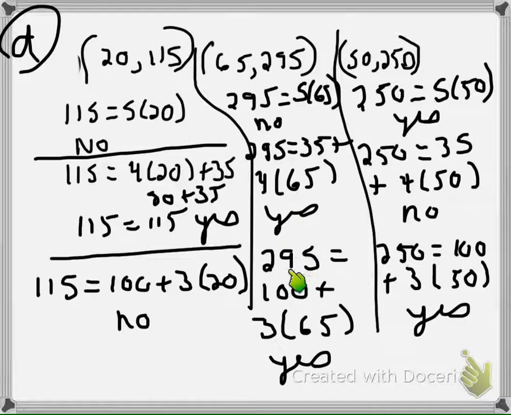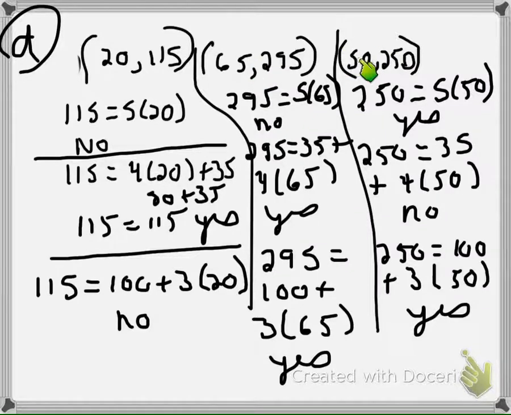And then 295 is equal to 100 plus 3 times 65. This is the equation for Wheelie Skates and Stuff. And 3 times 65 plus 100 is 295. So that means that the point 65, 295 does lie on the line for Wheelie Skates and Stuff.